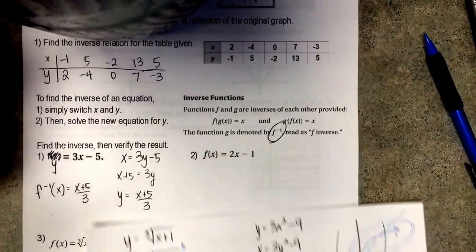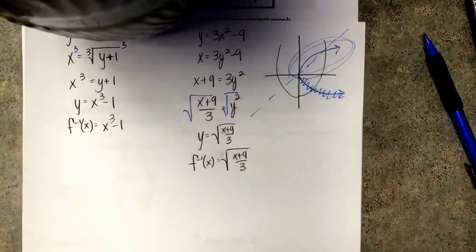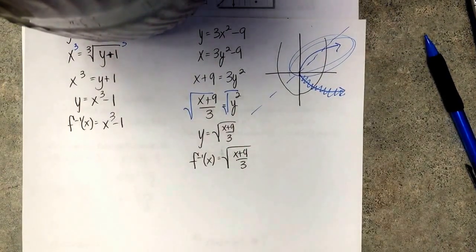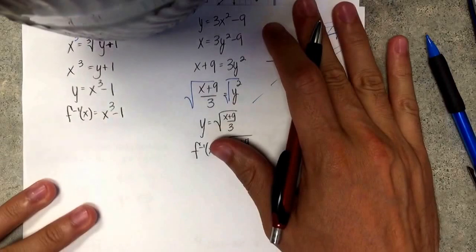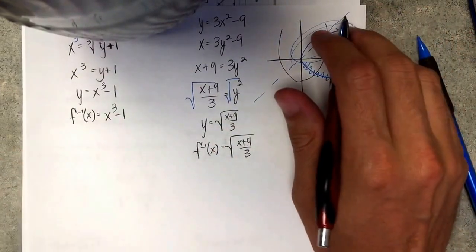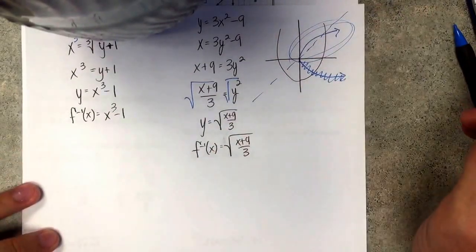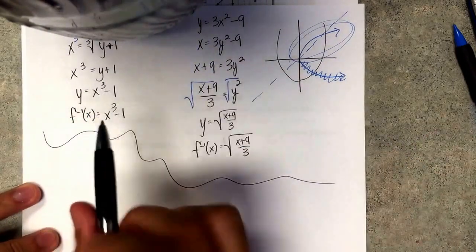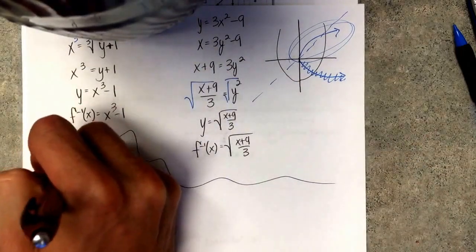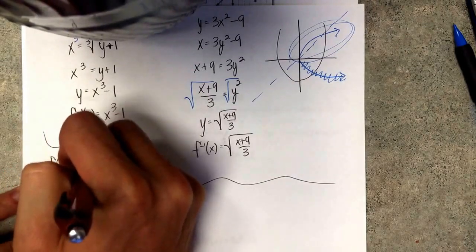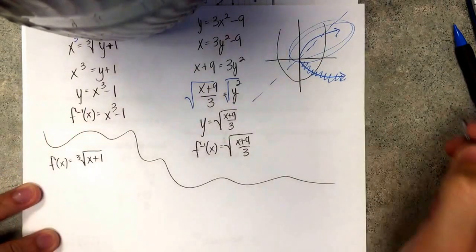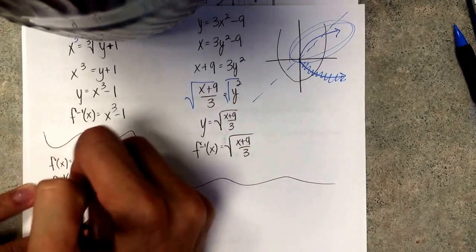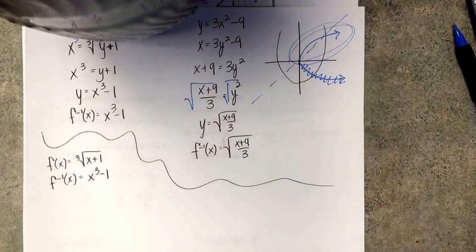Okay, the last thing we're going to talk about is how to verify that two things are inverses. And the reason that we learned compositions in the last section is because we're going to use compositions to do the verification. So here's what we're going to do. In this problem here, you had two functions. F of x was the cube root of x plus 1. My inverse was x cubed minus 1.